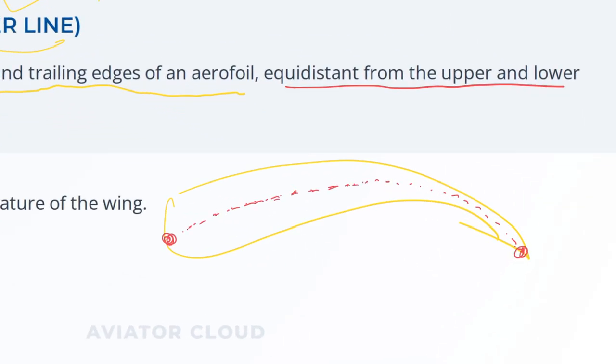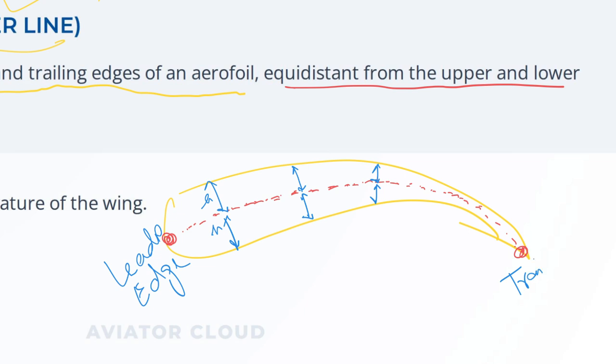So this line is equidistant. What is equidistant? The distance from here and the distance from here will be the same. Similarly, the distance from here and here is the same. So it is a line that connects the leading edge and the trailing edge, and it is equidistant from the surfaces.